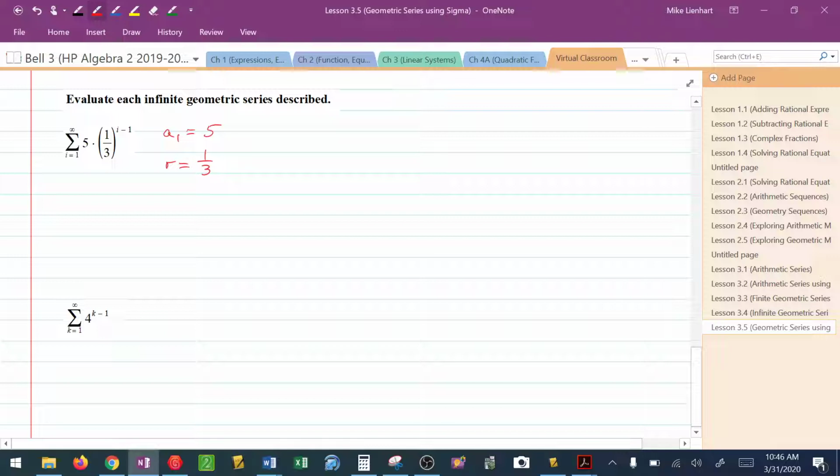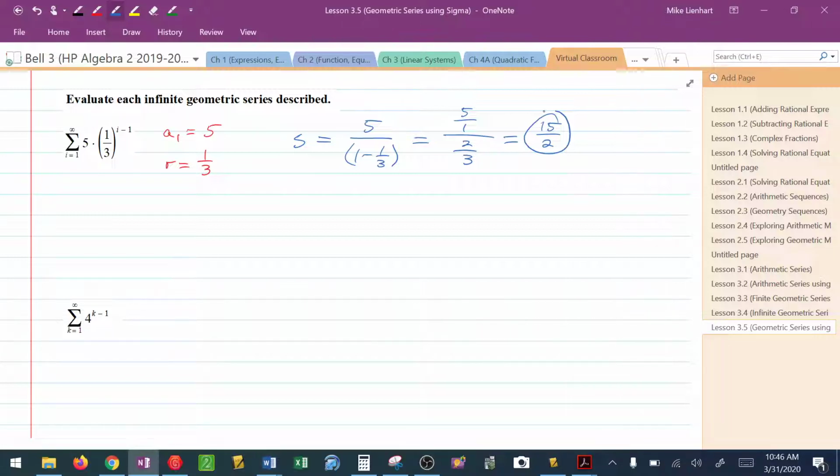Pretty simple. So to find this sum, I'm going to take A sub 1 divided by 1 minus R, which would be 5 over 1 minus 1/3, which is 2 over 3, which would give me 15 over 2. I'm done. The sum is 15 over 2, or 7.5.